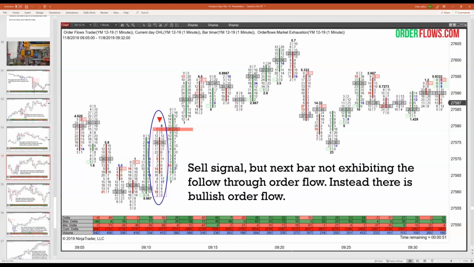This is one of those trades where you sit there and say, okay, yeah, look, I'm ready to get short. I just need some confirmation. I want to see the aggressive selling coming in because I want to be short.